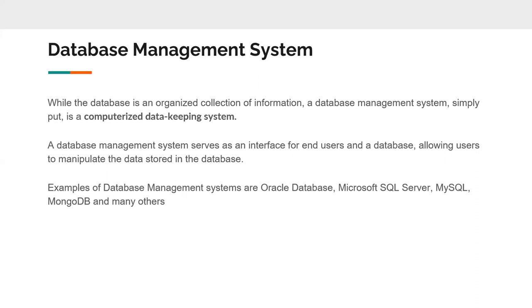But a database management system serves as an interface whereby multiple users can access data concurrently, just like a mobile banking application. Different customers of a particular bank have their mobile application, and they can check their balances and do transfers concurrently, regardless of what the other party is doing. So that's one of the advantages of having a database management system. Examples of database management systems are Oracle Database, Microsoft SQL Server, MySQL, MongoDB, and many others.